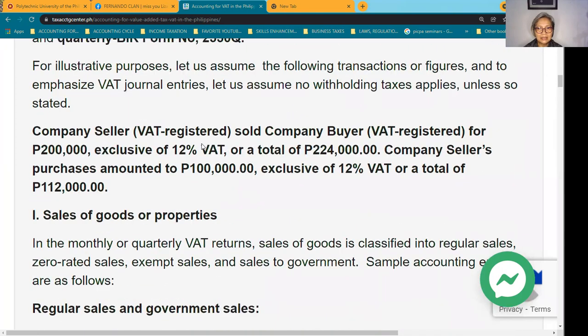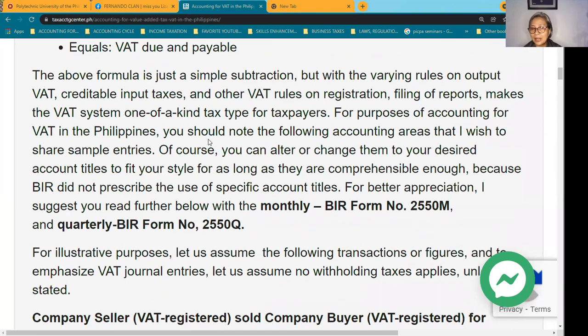Oh, madali lang naman ang VAT eh. Nagbenta ka, may output VAT. Bumili ka, may input VAT. Now, yung difference between output and input will be your VAT payable. So, ang entrada mo habang nagbebenta ka, debit cash, credit sales, credit VAT payable or output VAT. Pareho lang yung output VAT or VAT payable.